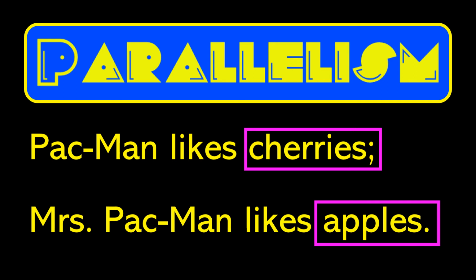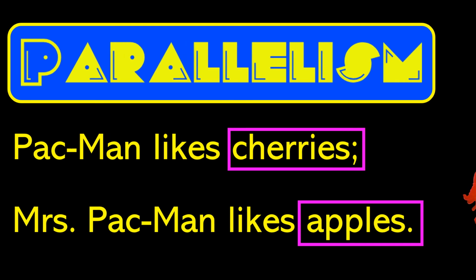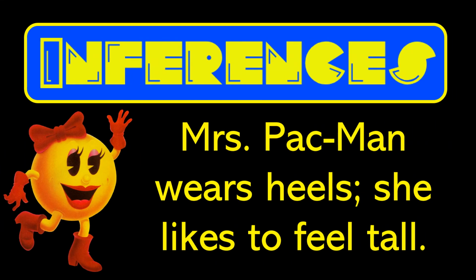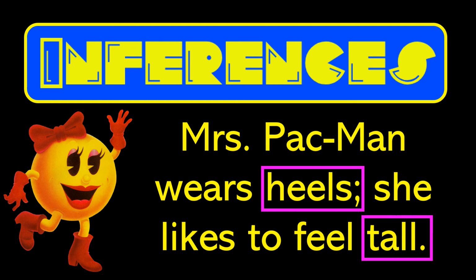Now, keep in mind, even with longer sentences, as long as they're parallel in structure, the reader can still see these kinds of relationships when you link the two clauses together with a semicolon. Let's take a look at instances where the reader can easily make an inference as to what the relationship is. Here we have Mrs. Pac-Man wears heels, semicolon, she likes to feel tall. Now the reader knows that heels are worn to make somebody taller, and then we have the reference to being tall in the second clause. Therefore, the reader can infer that there's a cause and effect relationship between the two.